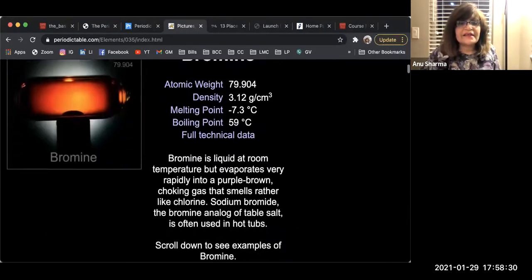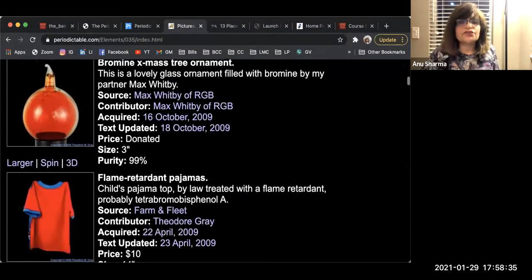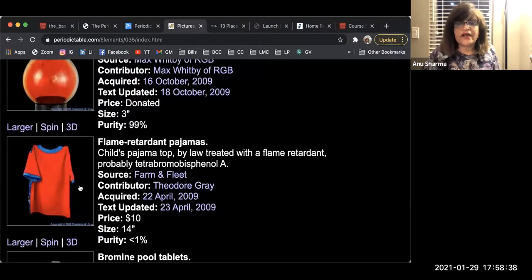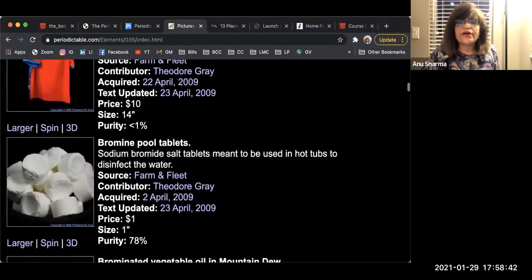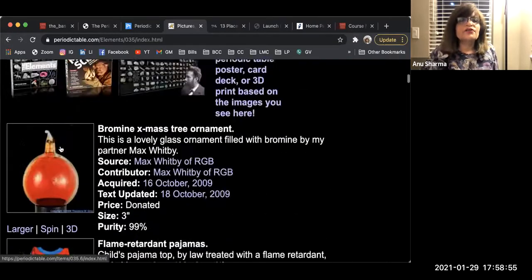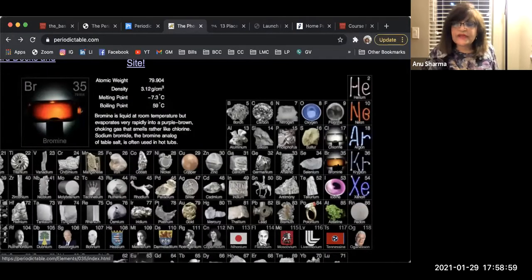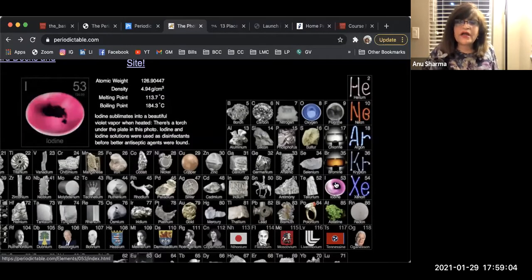Okay, next, the boiling point is 59 degrees Celsius. So that's bromine. So bromine is used for the purposes of flame retardant, or it is used for pool tablets, or in the Mountain Dew, the vegetable oil. There was brominated vegetable oil that was being used in this soft drink. Okay, so these are again just a basic introduction of all these elements and how they are found either in their natural state or in either the combined state or uncombined state.